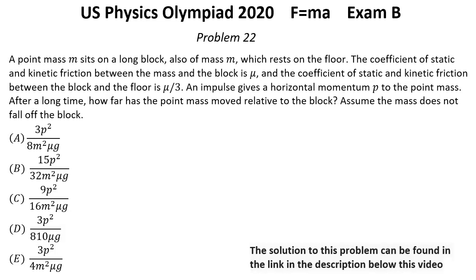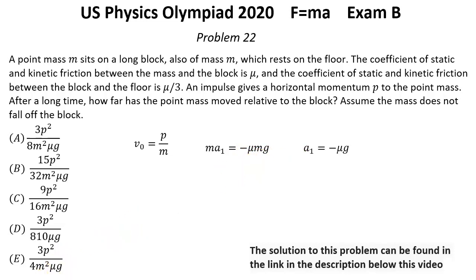Solution for problem number 22. First, let's find the initial velocity of the point mass after getting impulse p. That will be v0 equal p over m. Second, let's find the acceleration of the point mass. That will be mass multiplied by a1 equal negative mu mg, which is the force of friction, or acceleration a1 equal negative mu g.